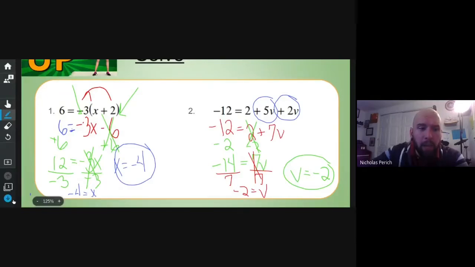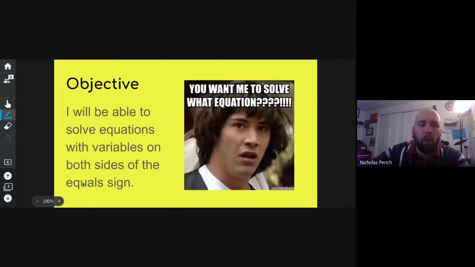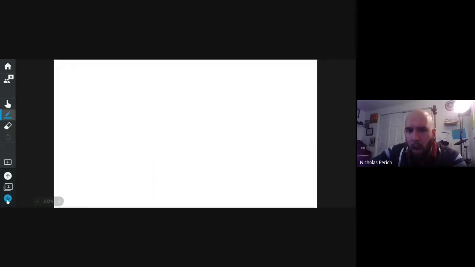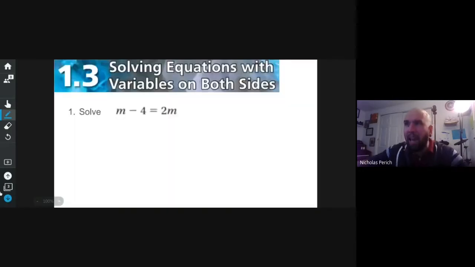Okay. What are we doing today? I will be able to solve equations with variables on both sides of the equal sign. Well, that's completely different than what we've done before. Looking at these warm-up problems, I only had a variable on the one side. I had 2 variables, but they were on the one side. Both sides of the equal sign? How the heck am I going to do that?